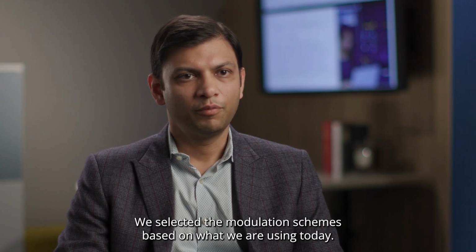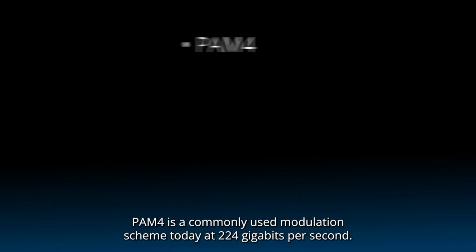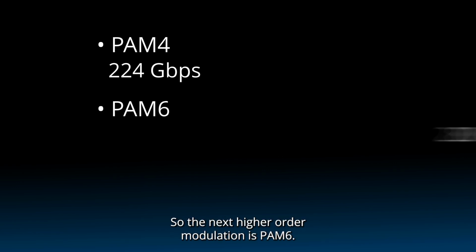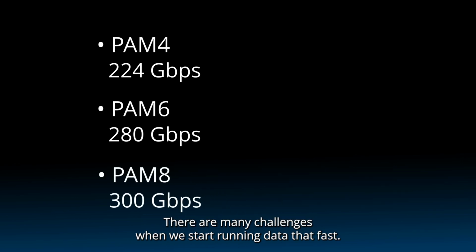We selected the modulation schemes based on what we are using today. PAM-4 is a commonly used modulation scheme today at 224 gigabits per second. So the next higher order modulation is PAM-6, and if you continue, going PAM-8. There are many challenges when we start running data that fast.